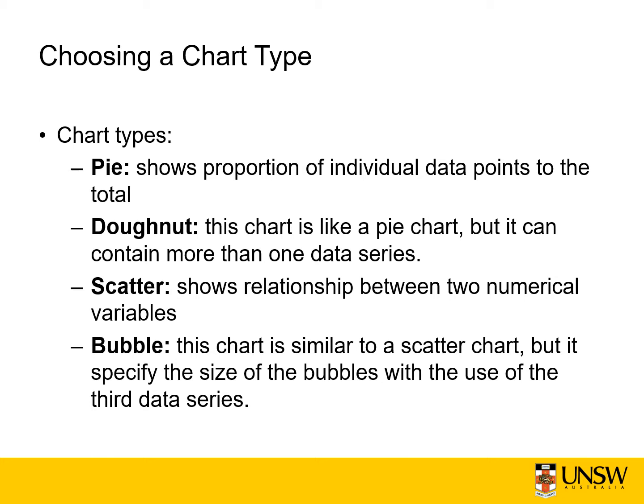Donut chart is similar to the pie chart and it shows a part-to-whole relationship, but it can have multiple data series. Scatter chart shows a relationship between two numerical values using their x and y coordinates for scientific, statistical, and engineering data. And bubble chart. Bubble chart is like a scatter chart, but it can accept a third series to specify the size of the bubbles.